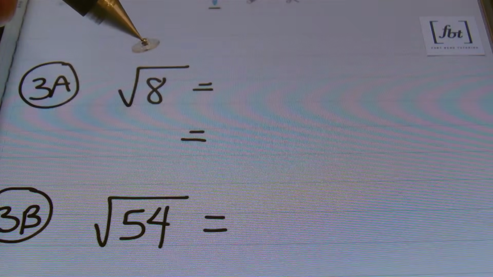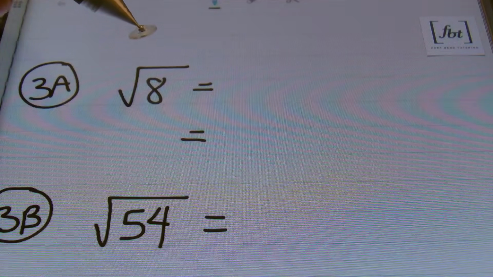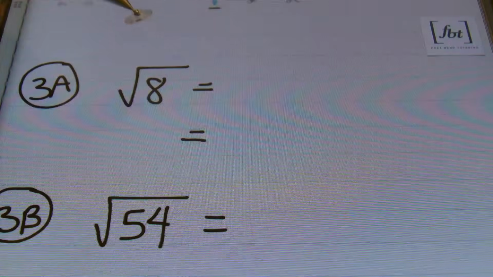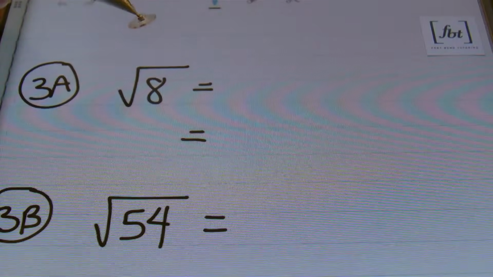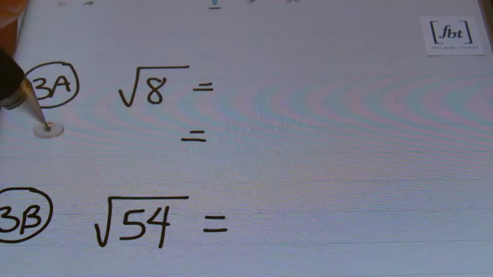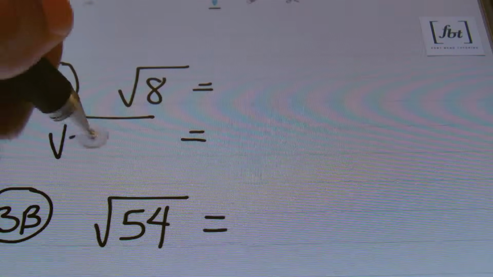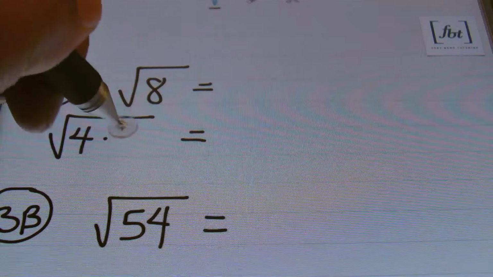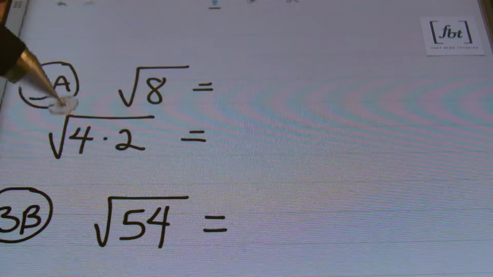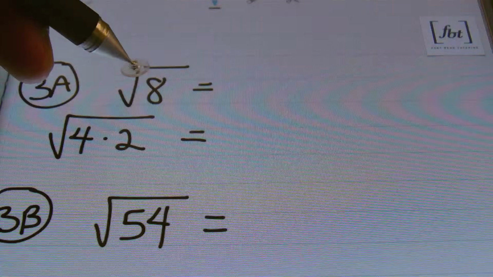However, there is a factor of 8 that is a perfect square. Do you know what that is? Very good, ladies and gentlemen. It's 4. Exactly, it's 4. So I'm going to expand the square root of 8 into the square root of 4 times 2, because 4 is the largest perfect square that'll go evenly into 8.